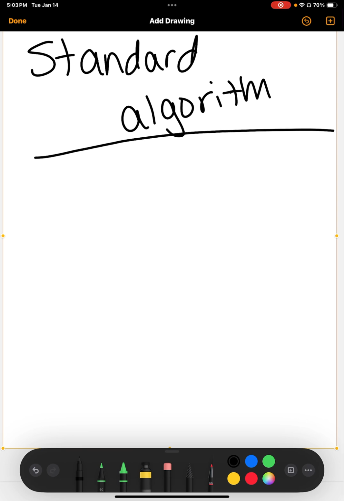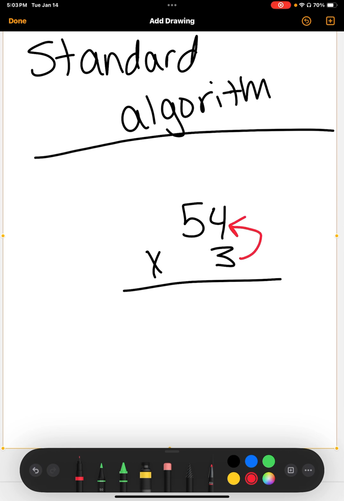For the standard algorithm, again, you set up your problem, that's step 1, and you're going to make sure that it's set up nice and neat. From there, just like partial products, we start by multiplying in the ones place. 3 times 4 is 12. We're going to drop our 2, carry our 1, and I like to put a little addition sign by that. That's a note that reminds me, in the end, I'm going to need to add that 1 that was regrouped or carried over to the tens place.